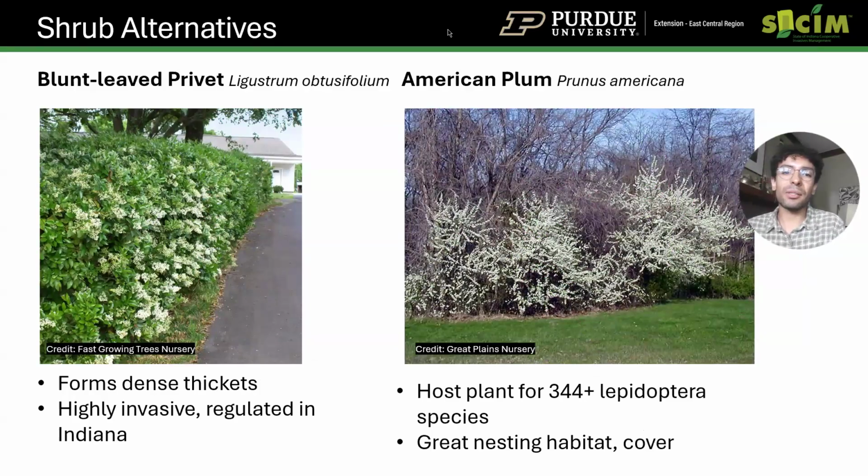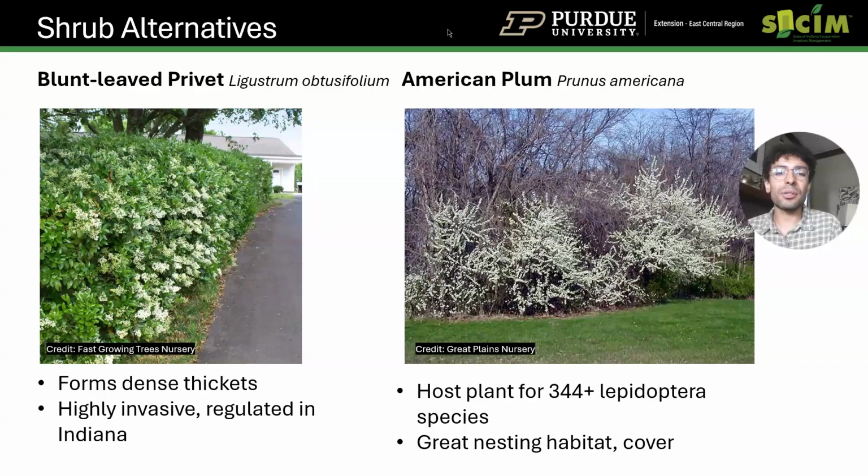Next up, we have blunt-leaved privet. This is very often planted as a hedge, as you can see in this photo. And so, just as it is forming a very dense hedge here, when it escapes into the forest, it makes a very dense thicket that is not really utilized by wildlife. It's really more of an obstruction in the way that it forms. And this one is regulated in Indiana. This one is illegal to purchase, sell, transport.